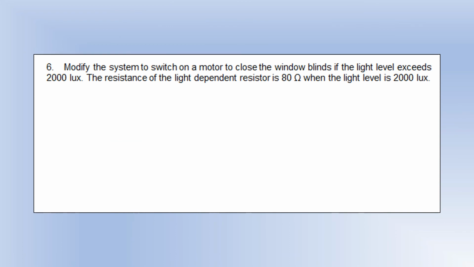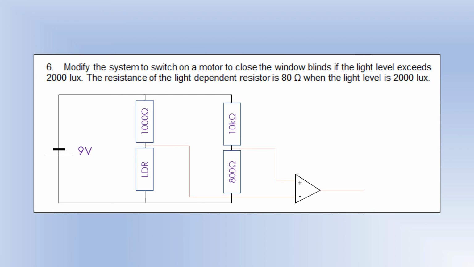Modify the system to switch on a motor if the light level exceeds 2000 lux. The resistance of the light-dependent resistor is 80 ohms when the light level is 2000 lux. So here is my circuit that I'm going to use. We need to make sure the LDR to the 1000 ohm resistor ratio is replicated in the other circuit. So I've got 800 ohms to 10 kilo ohms, for example, and typically these additional resistances are much bigger.